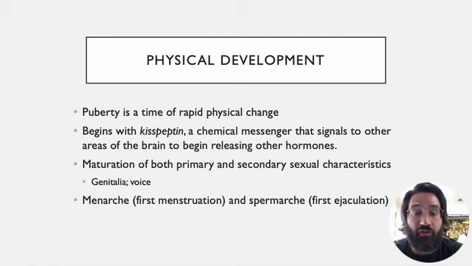But once this chemical messenger signals to the brain, hey, it's time to start producing these hormones, that's when puberty is beginning. And so we start to see maturation of what we call primary and secondary sexual characteristics. So genitalia, voice, body hair, pubic hair, things like this start developing and growing. We speak of menarche, which is first menstruation, as the beginning point of entering puberty for females, and spermarche, when males begin producing sperm, first ejaculation, would be an indicator of being in puberty.